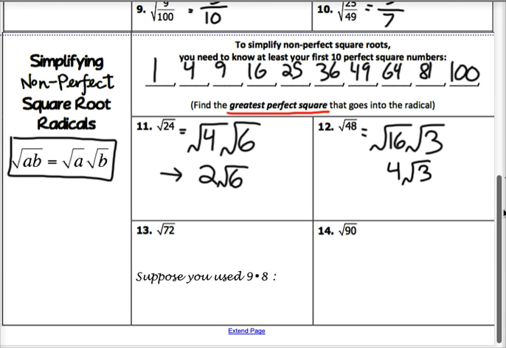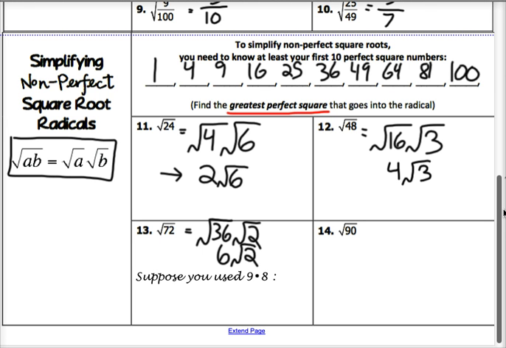All right, number 13. So square root of 72. Again, we're looking for the largest number. As you look at these numbers, you may see that 9 goes into 72. However, realize that there is something bigger, something larger. You can actually break this down into 36 and 2. Square root of 36 becomes 6, and then you leave the square root of 2.